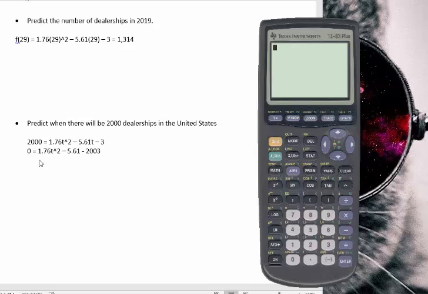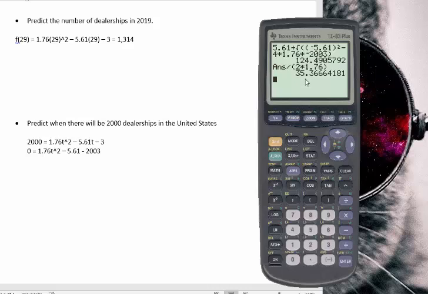So I'll help you. All right, it's negative b, so it's 5.61. Add and subtract. In this case, we're only going to actually worry about the addition part, and it'll be the same on your homework. So plus the square root of b squared, which is negative 5.61 squared, minus 4 times a, which is 1.76, times c, which is negative 2003. And then I'm going to divide that by 2 times a, so in parentheses 2 times 1.76, which gets me 35.